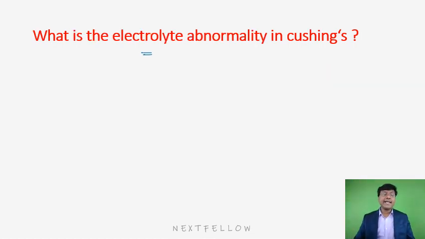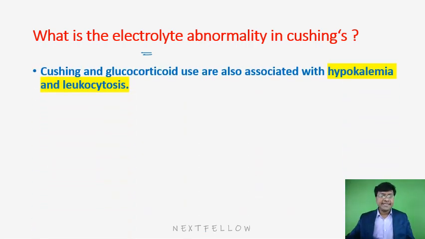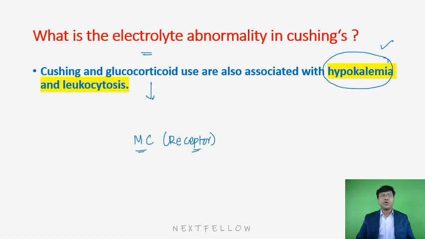What is the electrolyte abnormality that will happen in Cushing's? They will have sodium and water retention, and there will be potassium excretion resulting in hypokalemia. Why is that? Because these increased steroids will go and act on the mineralocorticoid receptors. That will cause sodium and water retention and potassium excretion, resulting in hypokalemia. So this will be the electrolyte abnormality in Cushing's.